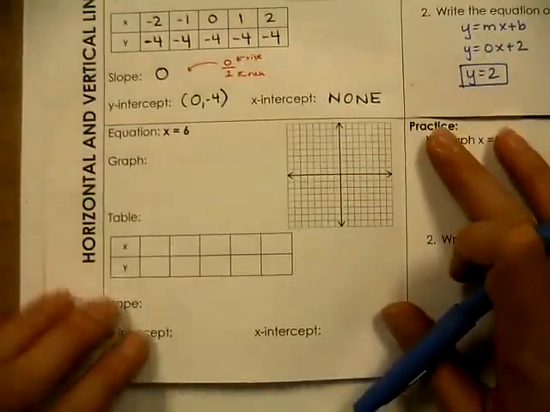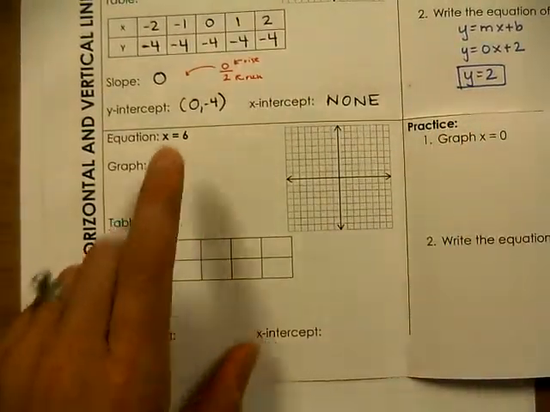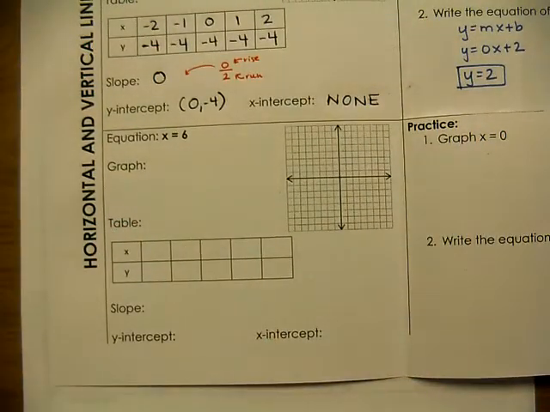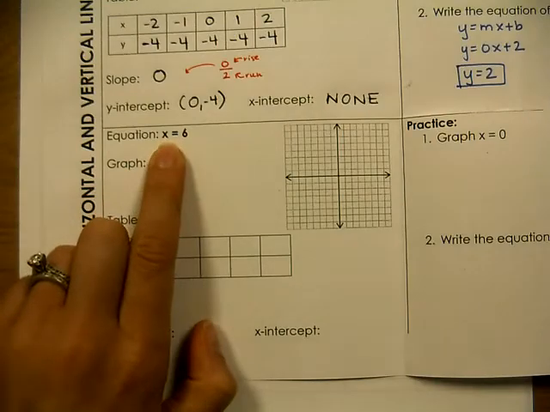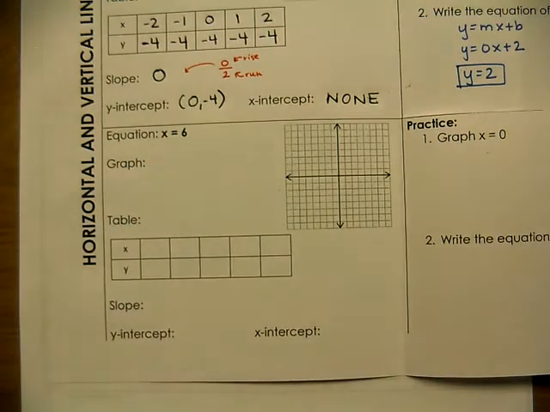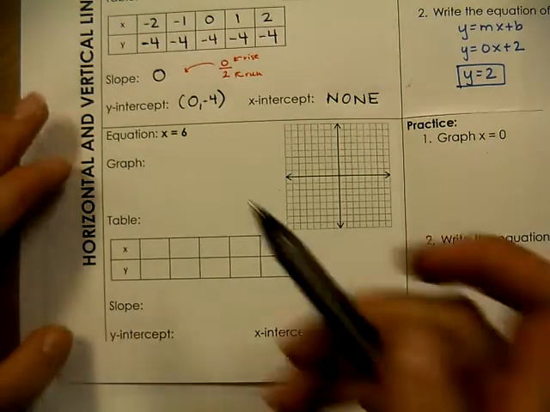Now, moving on to our next equation, we have x equals 6. This is not written in slope-intercept form or in point-slope form. We don't have a y equals. This is just saying x equals 6. So let's think through how we could reason through this.